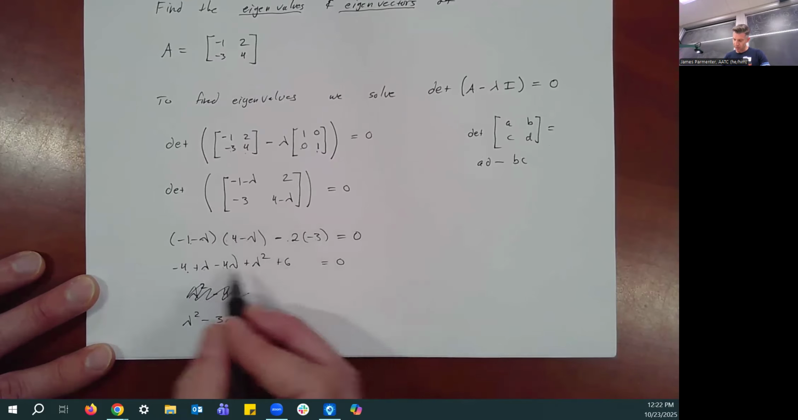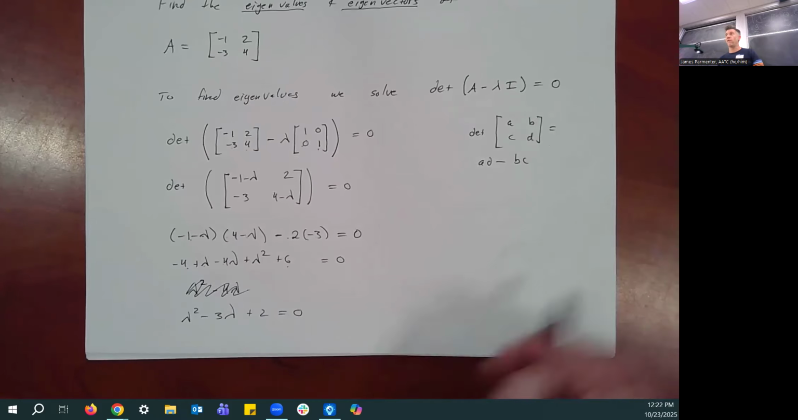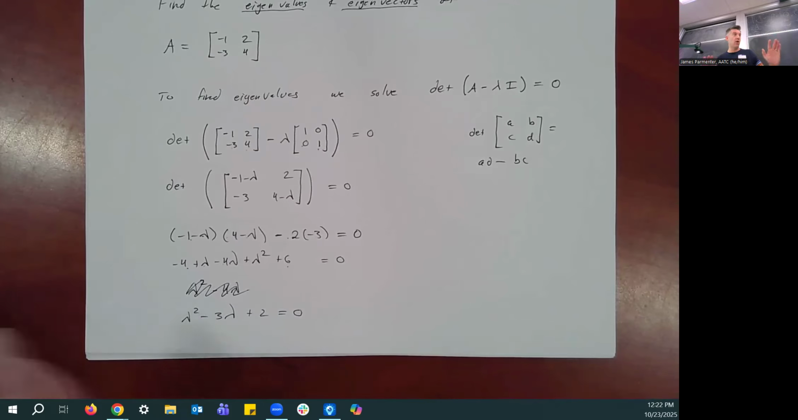And then -4 plus 6 is plus 2. Some of the times this will factor. Some of the times this won't factor, and you'll have to use the quadratic formula. For sure, you are going to have to use the quadratic formula some of the time to find these eigenvalues. No doubt about it.